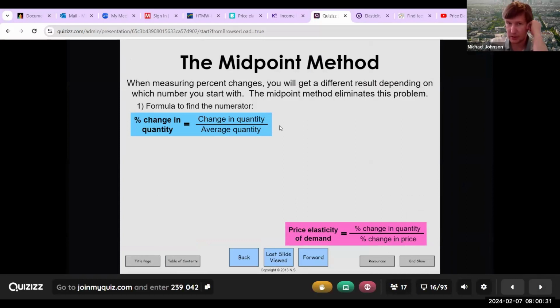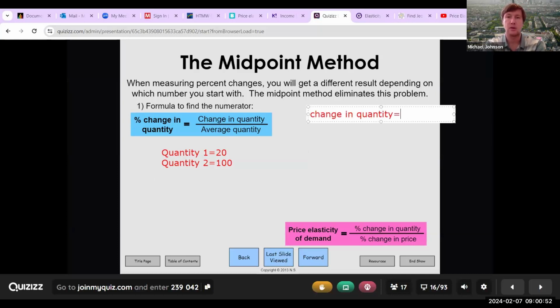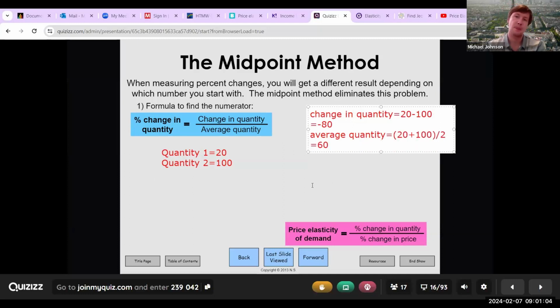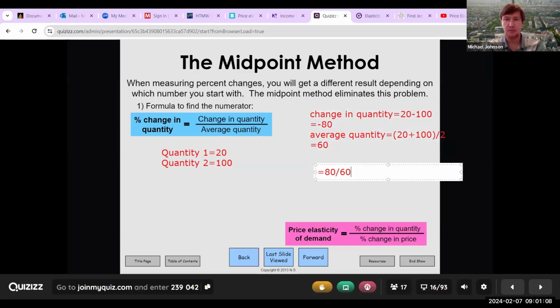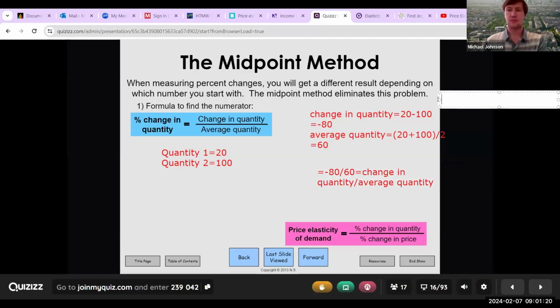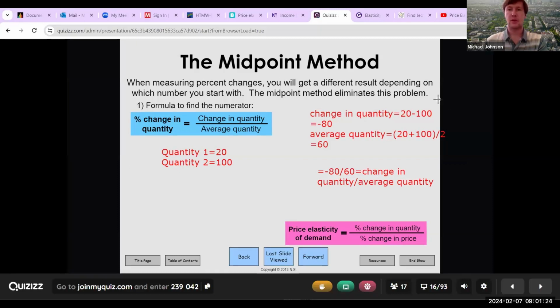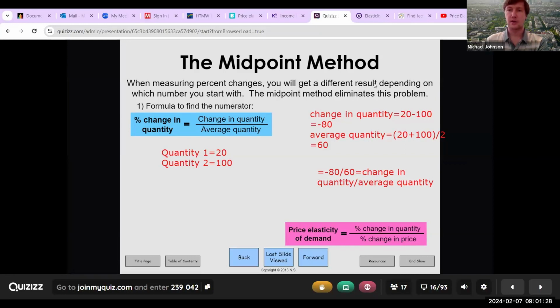So the midpoint method is what I recommend. It's change in quantity divided by average quantity. So if you had an example, let's say quantity one was 20 and quantity two was 100. Change in quantity would equal 20 minus 100, which equals negative 80. Then average quantity would be the midpoint of those two, so 20 plus 100 divided by 2, which is 60. Then you do negative 80 divided by 60, change in quantity divided by average quantity. That's how you would find the midpoint method, and I recommend using this for calculating it.